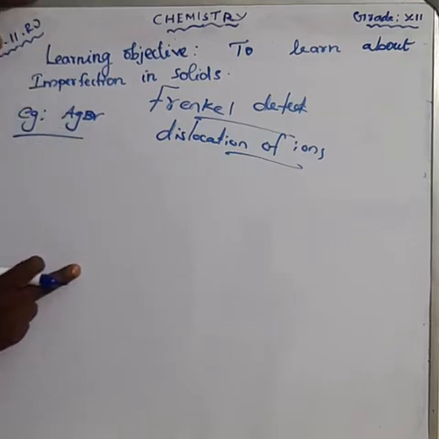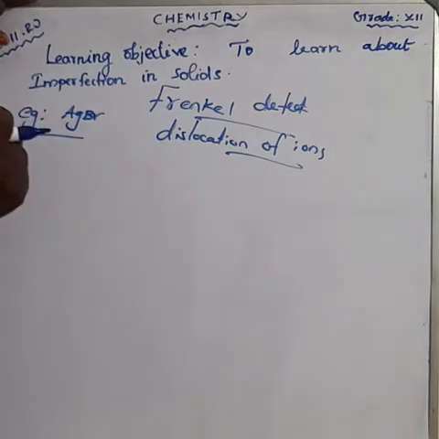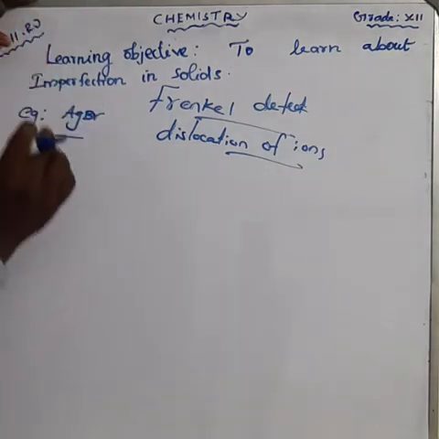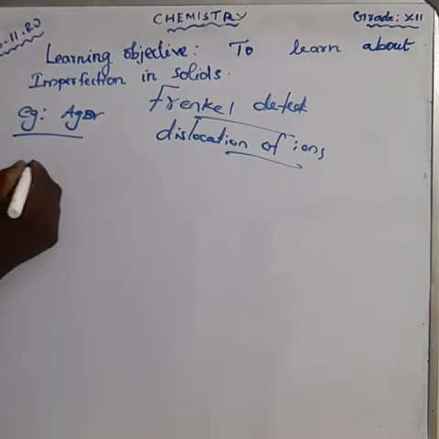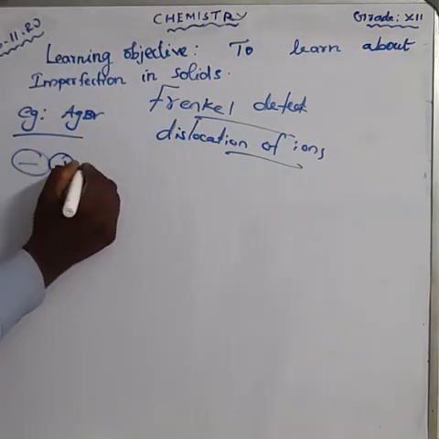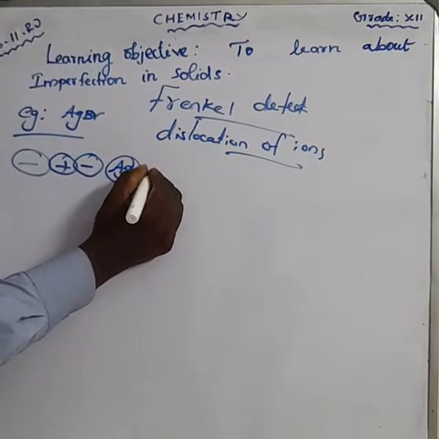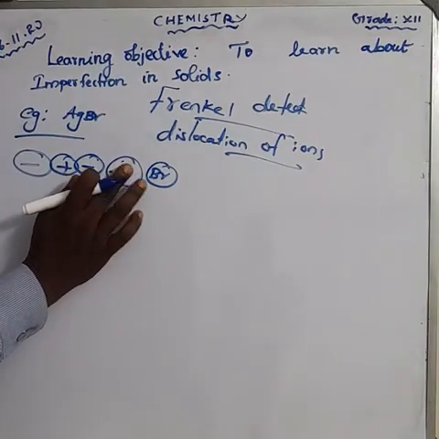Okay? Here, the Ag plus ion leaves its normal site and occupies an interstitial position, rather than its own appropriate site. That means this is Br minus ion. Ag plus ion, Br minus ion, Ag plus ion, Br minus ion. You can use only the symbols.